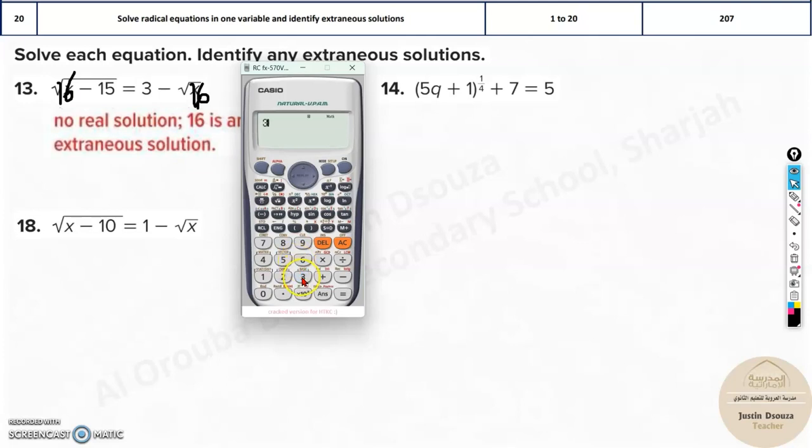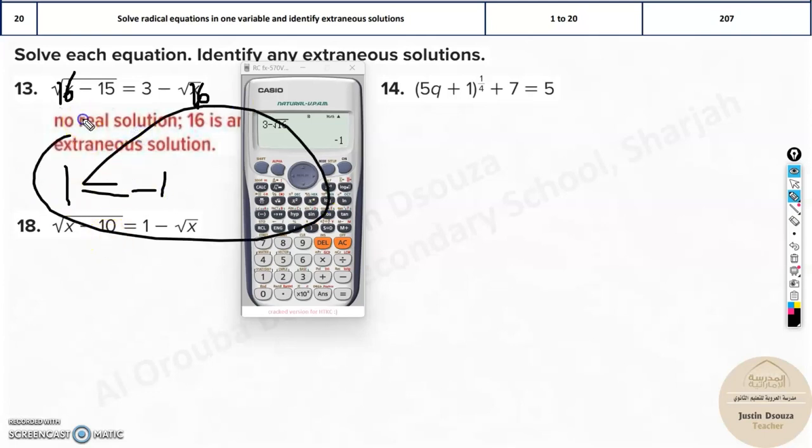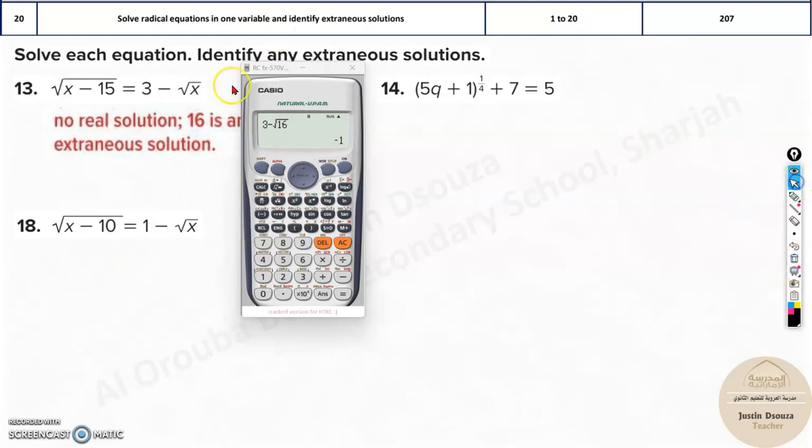Whereas on the right side, it will be 3 minus square root of 16. That will be 3 minus 4. What is the answer over here? It is negative 1. So on the left side, I got 1 equals negative 1. Is this correct? It's wrong. It can't be negative 1. It must be 1. So whenever you put the answer back and the equation is not matching or is not true, that means you have an extraneous solution.